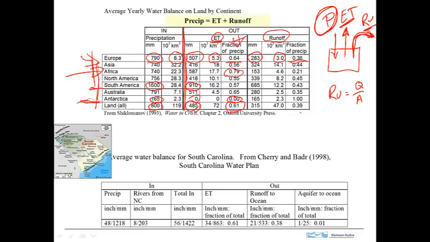So if we look then at runoff, the average is about 0.4, and Africa is low, Antarctica is high, and all the others are about the same.